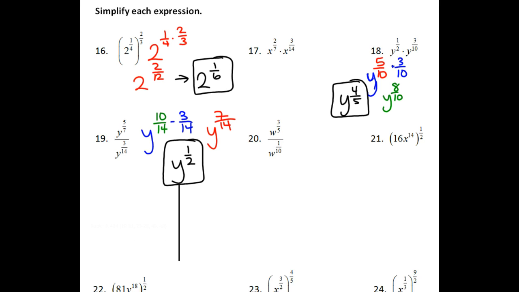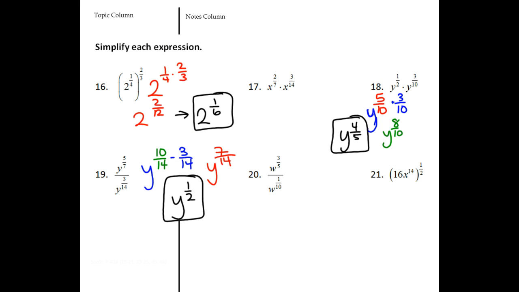All right, let's do one more for you here. I'll do number 21 quick. So number 21, remember we need to put that half power through to each piece, so really this becomes 16 to the 1/2 times x to the 14th to the 1/2. Now 16 to the 1/2 is the square root of 16, so that is 4, and with exponents to exponents, remember we multiply. 14 times 1/2 is 7. There's our fully simplified version there.